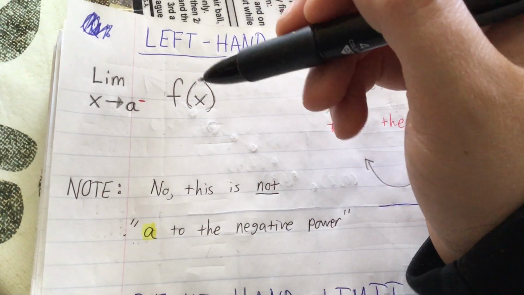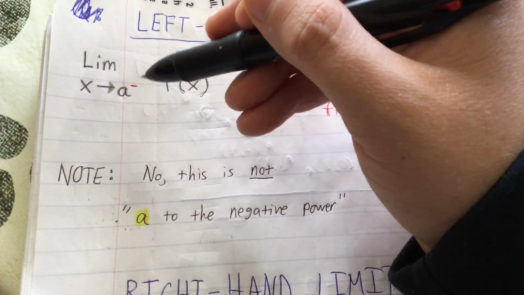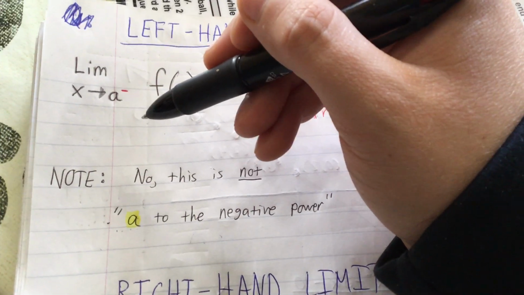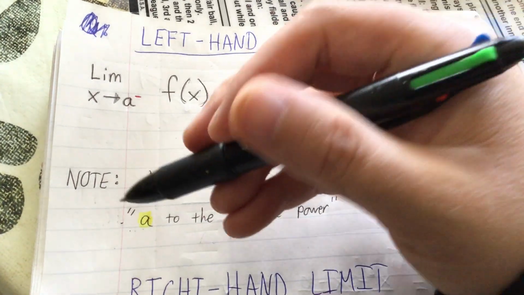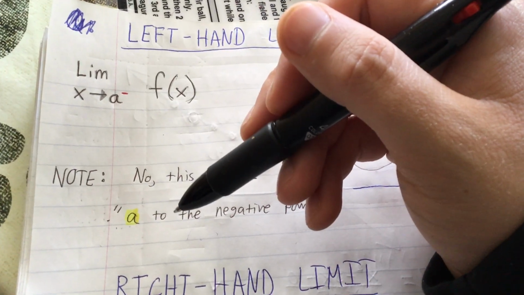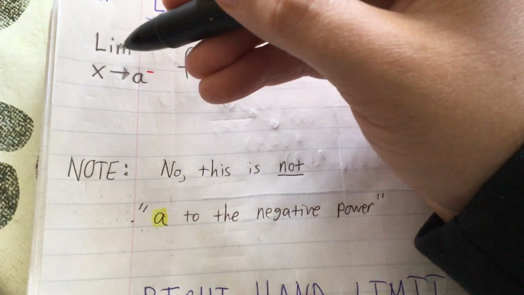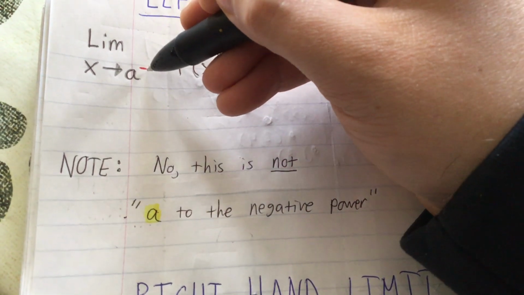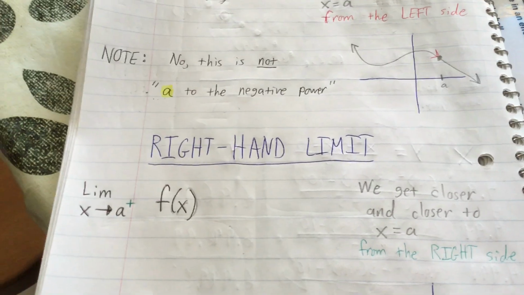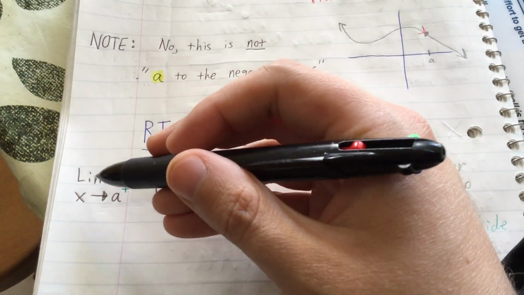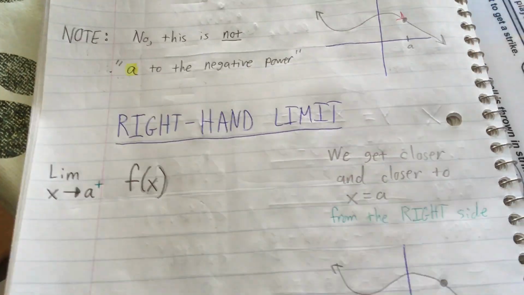So I just want to clarify this, because when I was in high school and when I was in college, I thought this was like a to the negative power. I thought this was an incomplete problem. No, this is not a to the negative power or 3 to the negative power or whatever. That makes no sense. So anyway, this is the limit as x approaches a from the left side for a given function. Okay? And the same concept for the right-hand limit. This is the limit as x approaches a from the right-hand side of a function f of x.